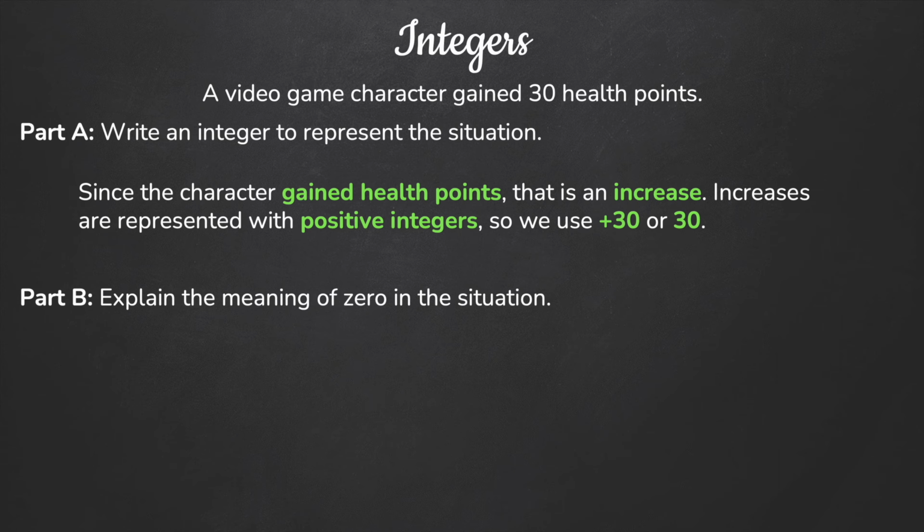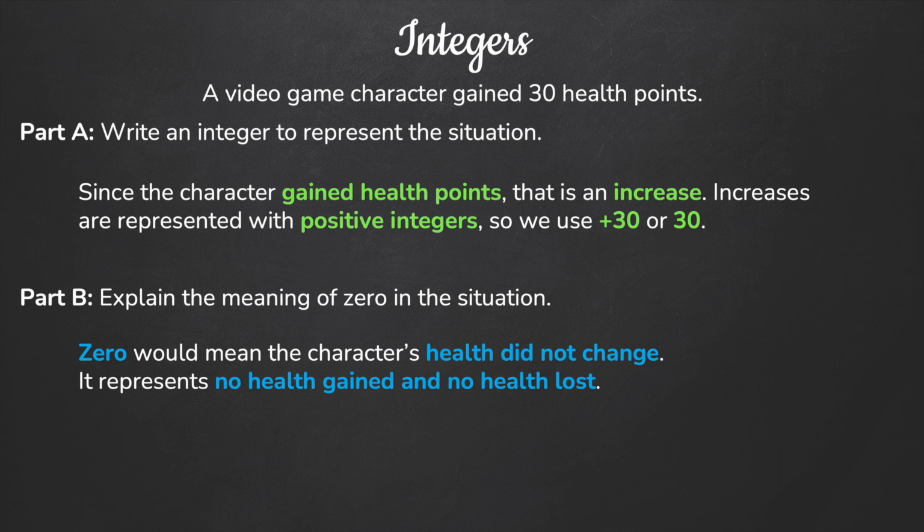And again, we could write that with a plus sign before it, or just 30 because we'll know that that is positive. Part B says, explain the meaning of 0 in the situation. 0 would mean the character's health did not change. It represents no health gained and no health lost.